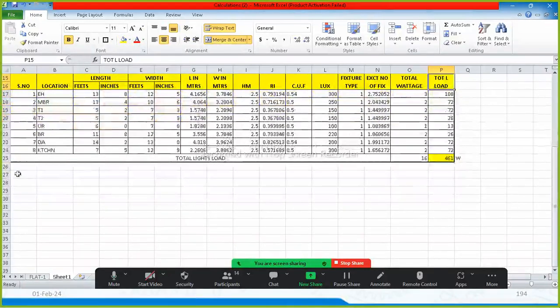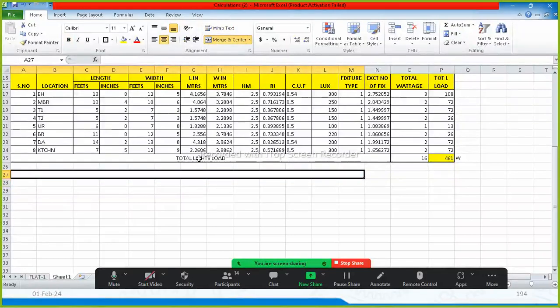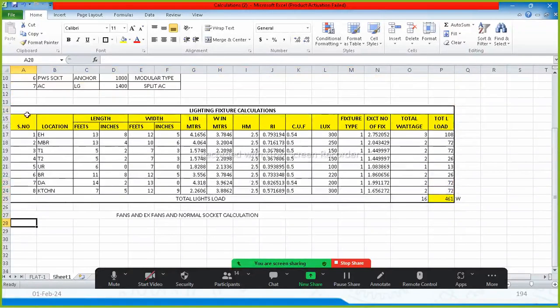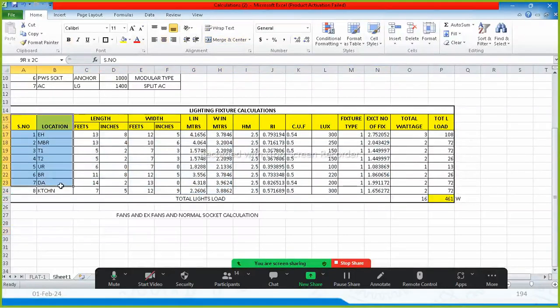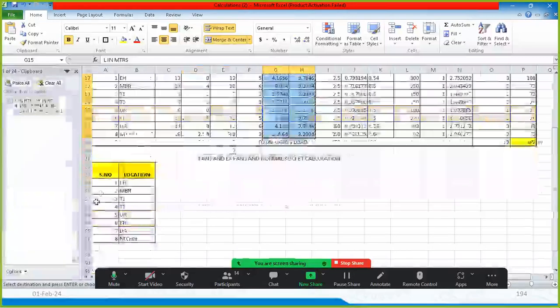Okay, next, the same I'll write for fans, exhaust fan, and the normal socket calculations. So fans and normal socket calculations. Now coming to this, we require the same serial number, length, width. We require these 4 parameters, or if you want only the serial number, location, length and width, no? So this one I'll take up the same way. Then I'll directly take L in meters and W in meters.